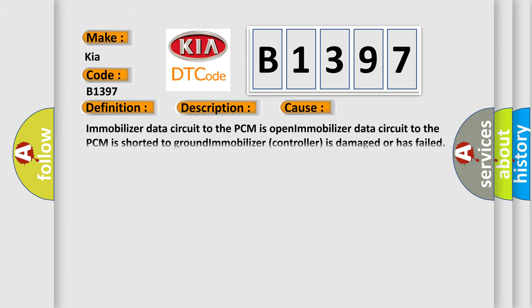This diagnostic error occurs most often in these cases: Immobilizer data circuit to the PCM is open. Immobilizer data circuit to the PCM is shorted to ground. Immobilizer controller is damaged or has failed.